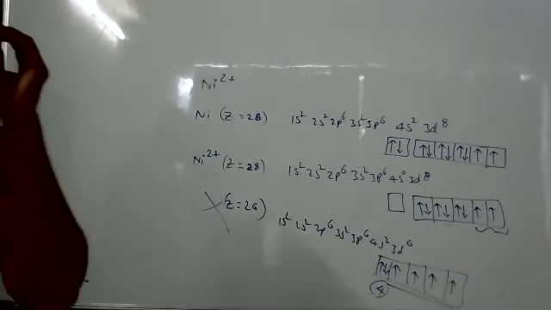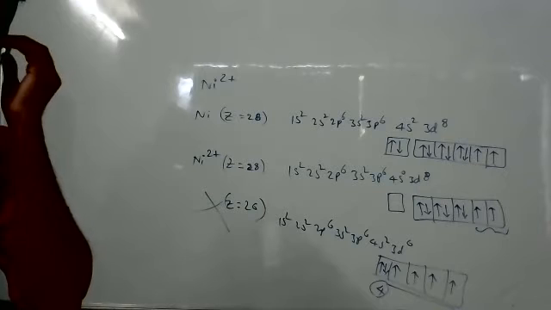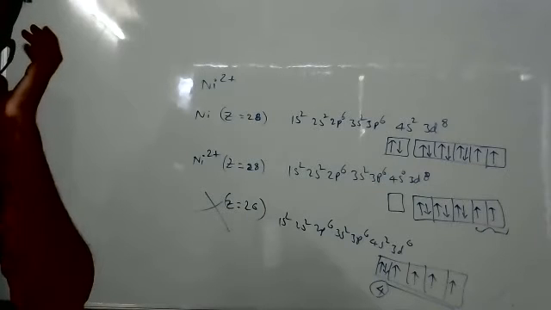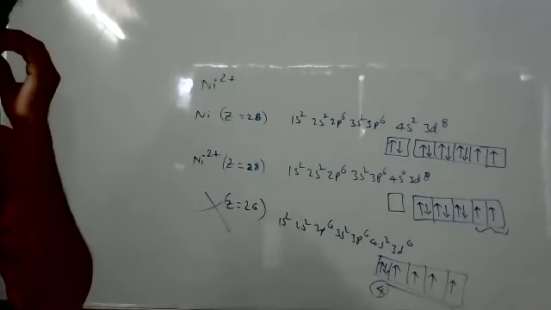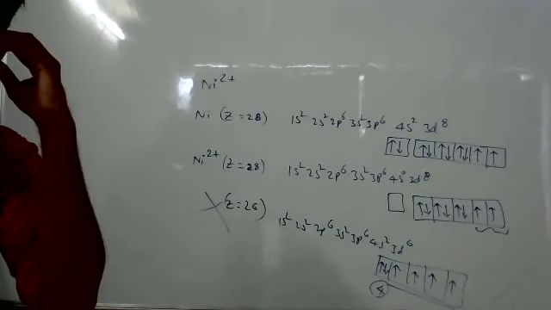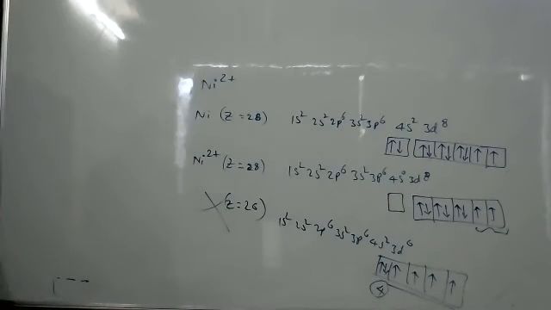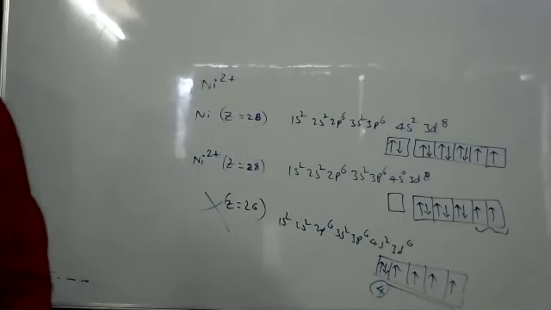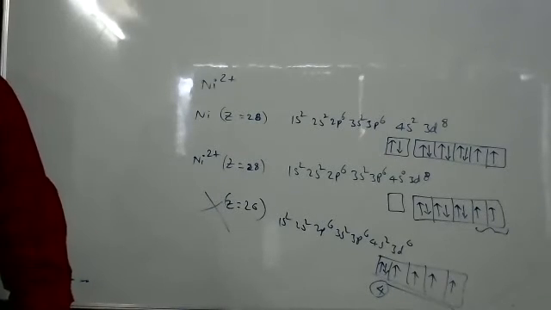Okay, next question to Megha. The electronic configuration with maximum exchange energy will be? Wherever more number of electrons are there, those show more number of exchanges.